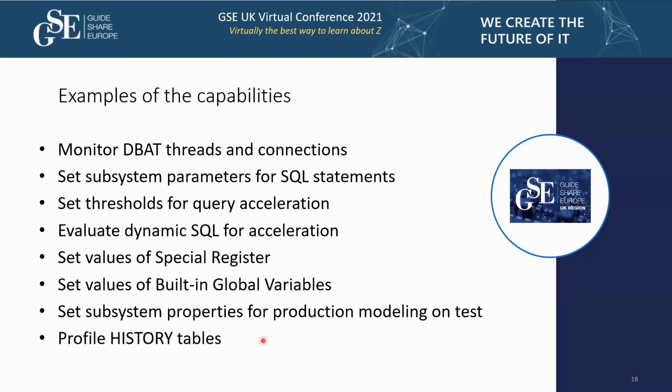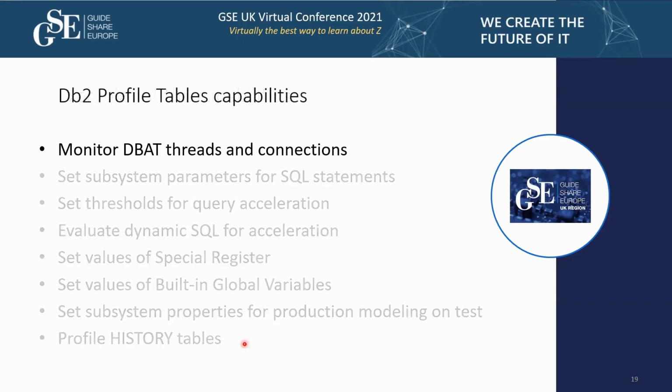So now we are going to cover all those capabilities with some examples, and at the end we will see some notes regarding history tables. Okay, first one: how to monitor debug threads and connections.